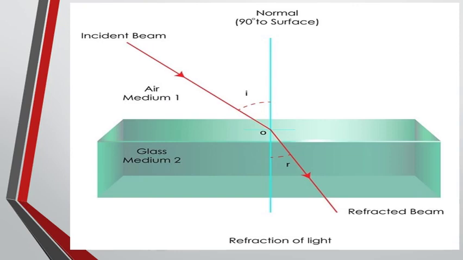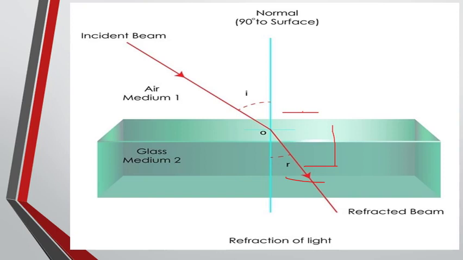Here this is glass and this is air. So we have two media, one is air, the other one is glass. Here we have a normal, this is the perpendicular with reference to air and glass. So when the beam comes towards glass, and as the light leaves glass, it returns to the air.